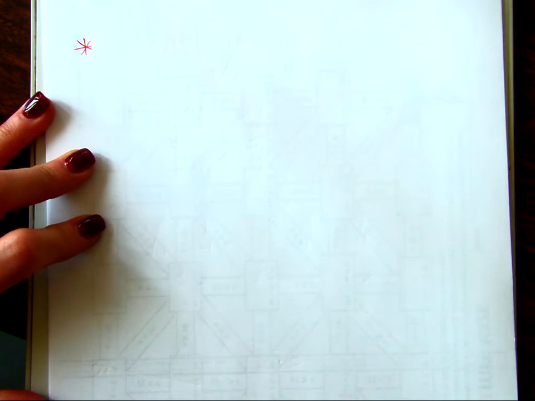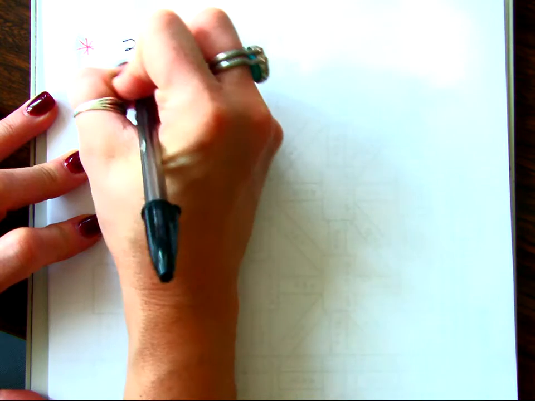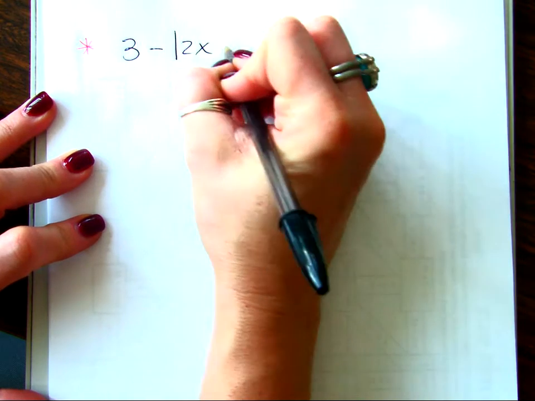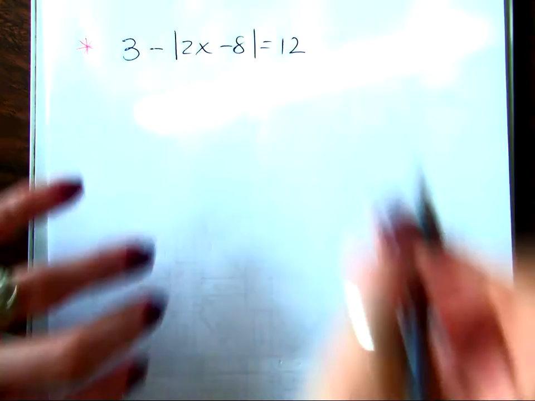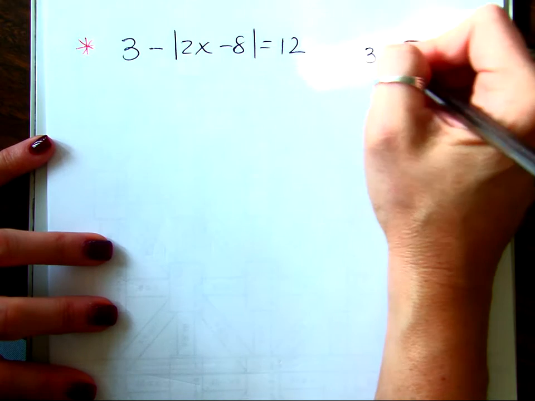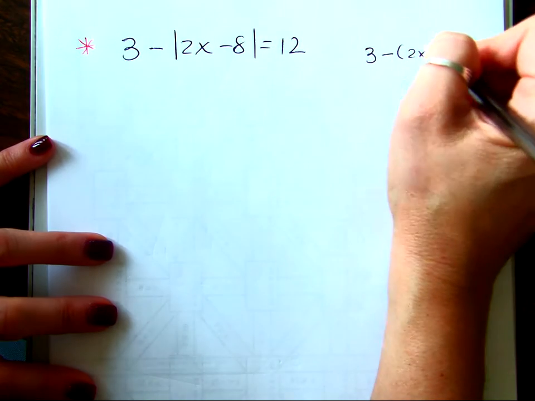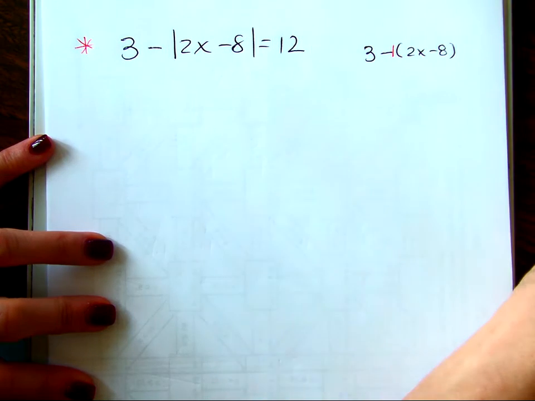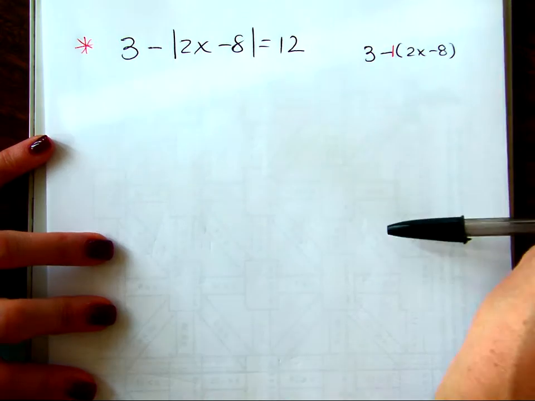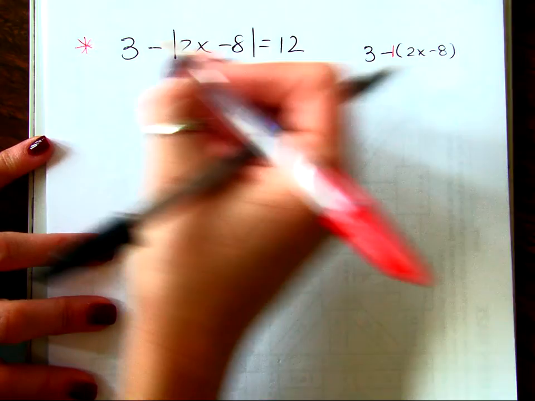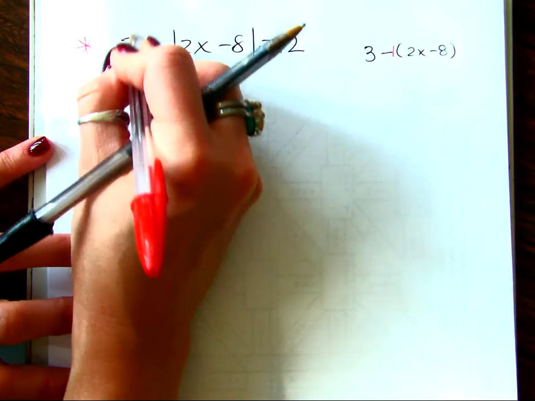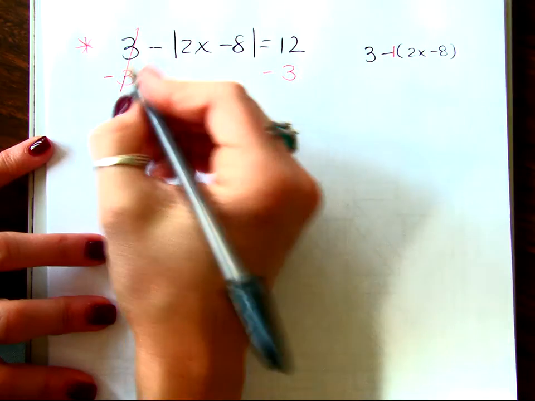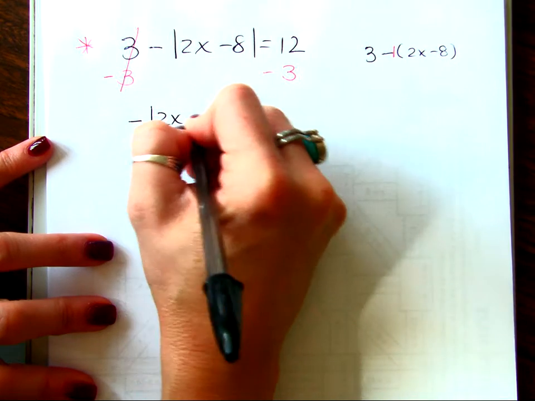Okay, let's try another one. And this is our last regular example, and then we're going to have 2 special cases. So let's do 3 minus 2x minus 8 equals 12. And you've seen this before. You've seen it like this. Okay? And what does having a minus there really mean? It's a negative 1. But what do you get rid of first? This 3 is positive, so you want to get rid of this first, right? That's going to give you negative 2x minus 8 equals 9.